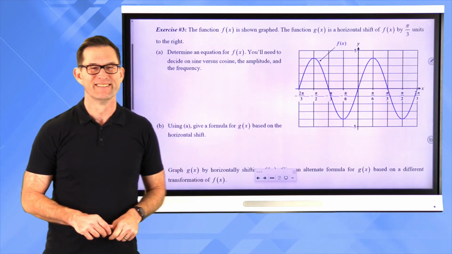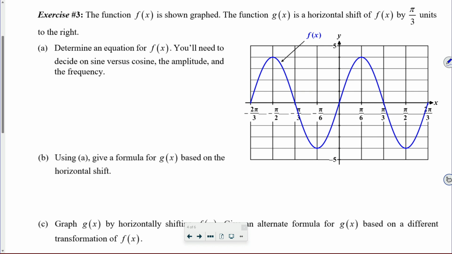Exercise number 3. The function f of x is shown graphed. The function g of x is a horizontal shift of f of x by pi over 3 units to the right. Letter A. Determine an equation for f of x. You'll need to decide on sine versus cosine, the amplitude, and the frequency.